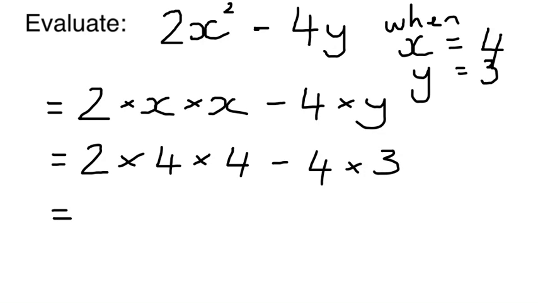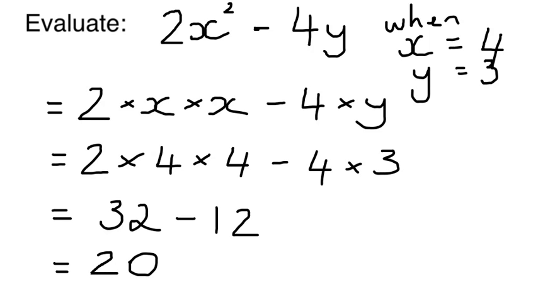Now that's going to equal 2 times 4 times 4, which is 32, minus 4 times 3, which is 12. And now we've got another example that actually equals 20. So we've got to make sure that we show our working as we go.